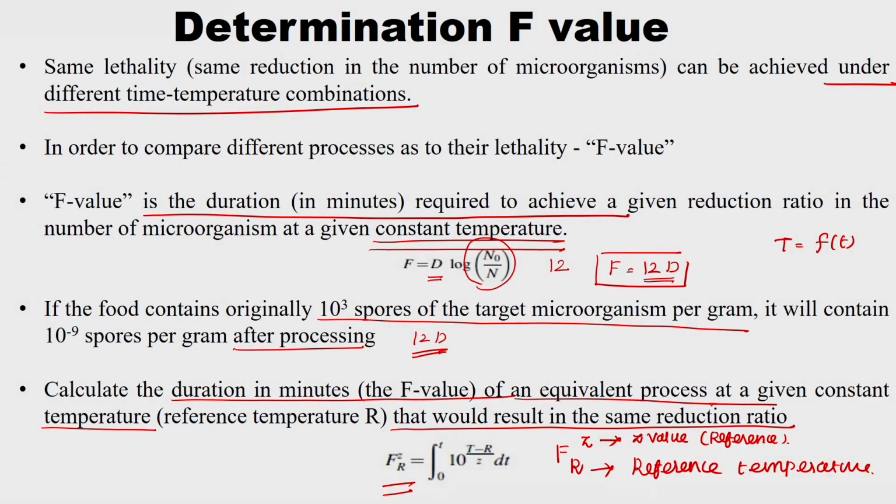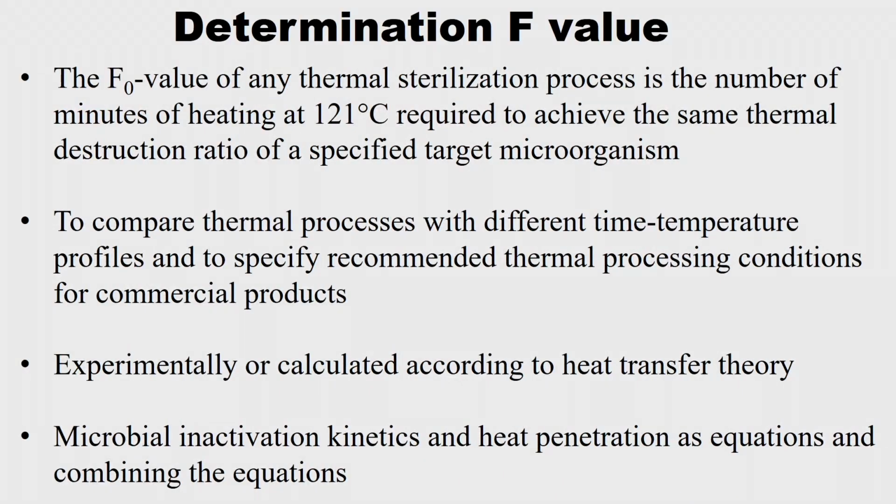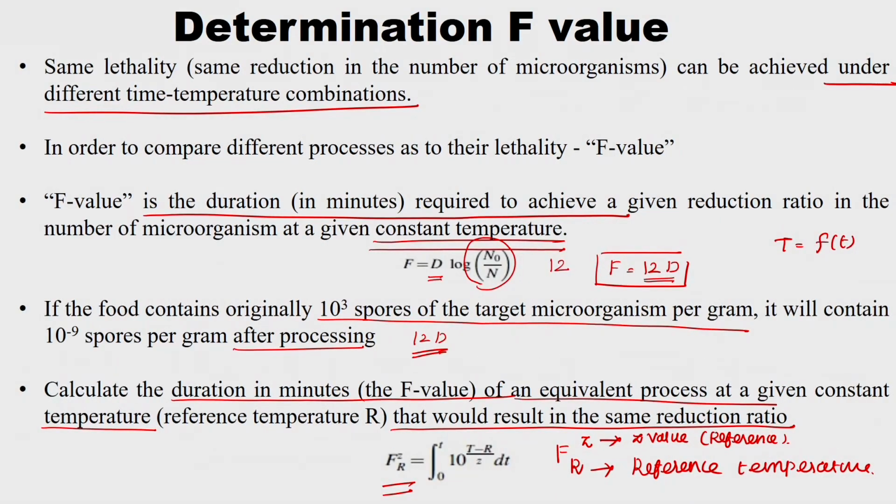So, that is what the duration in minutes of an equivalent process at a given constant temperature, that is nothing but a reference temperature, that would result in the same reduction ratio that we mentioned here. So, this we call F of Z. Most of the time this value is called F naught. F naught is nothing but a reference value, right.